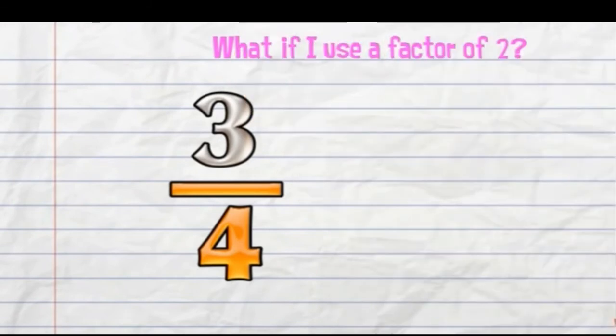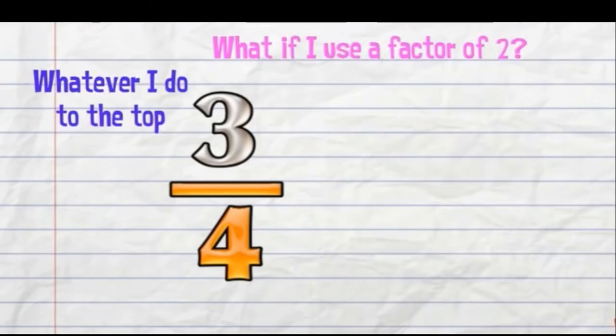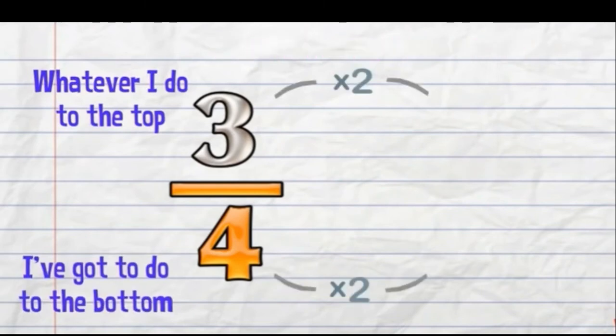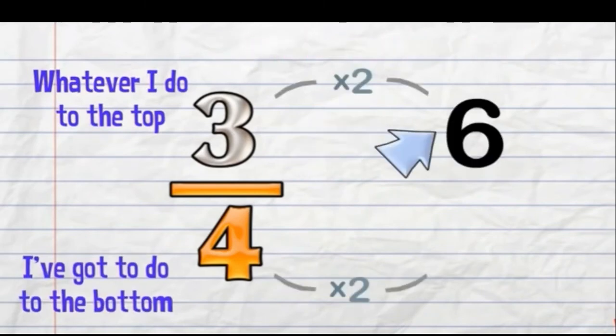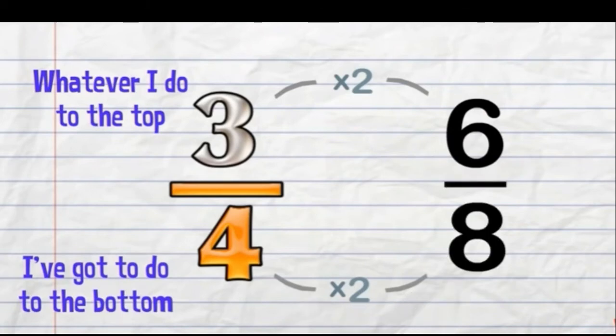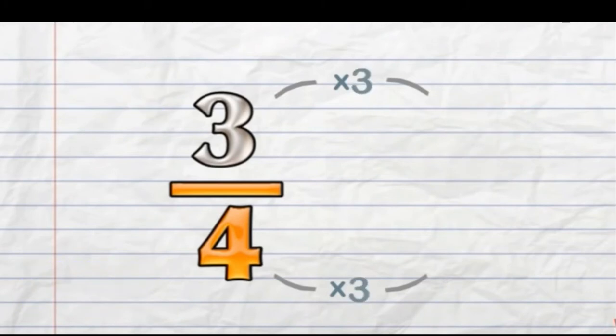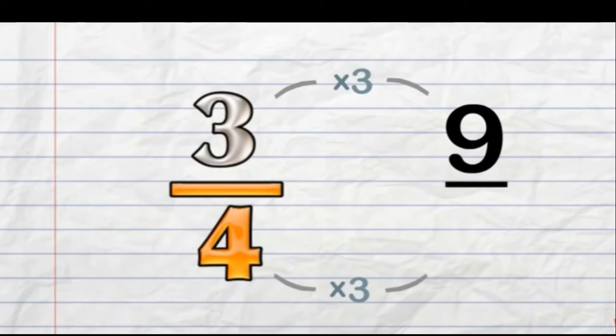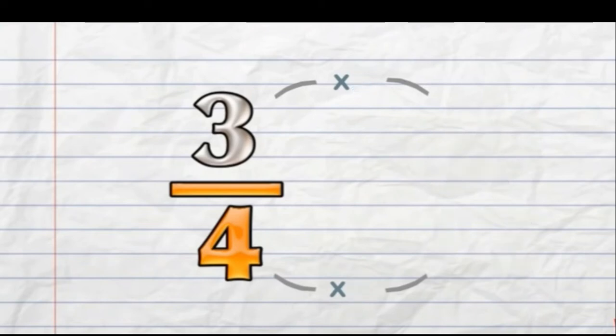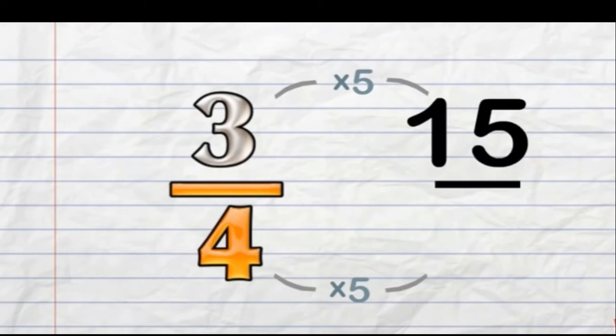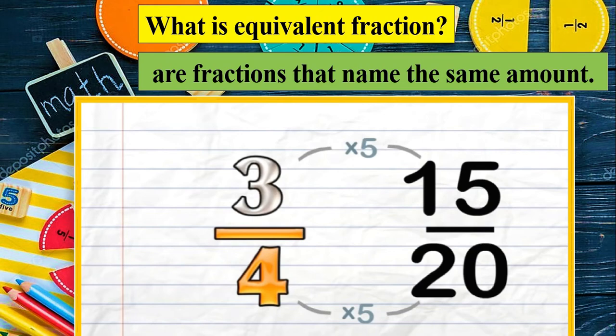Let's do practice again. 3/4. What if I use a factor of 2? 3 times 2 equals 6, the new numerator. 4 times 2 equals 8, the new denominator. Or I could use 3. 3 times 3 equals 9, over 4 times 3 equals 12. I could use 5. 5 times 3 equals 15, over 5 times 4 equals 20.